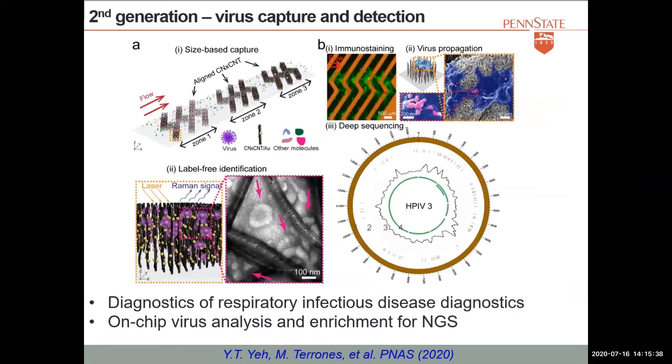In this device, the nice thing is you can have different zones with different intertubular distances. So you could trap large viruses, medium-sized viruses, and small-sized viruses, right? And at the same time, this device has many functions.